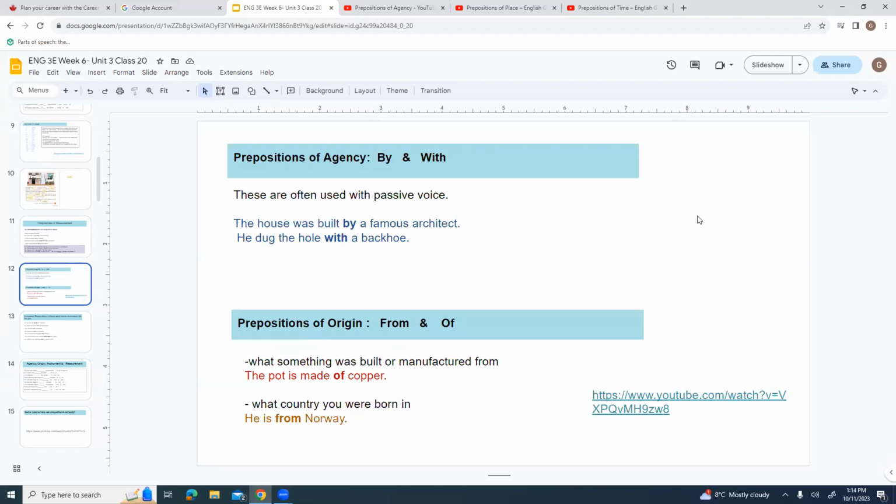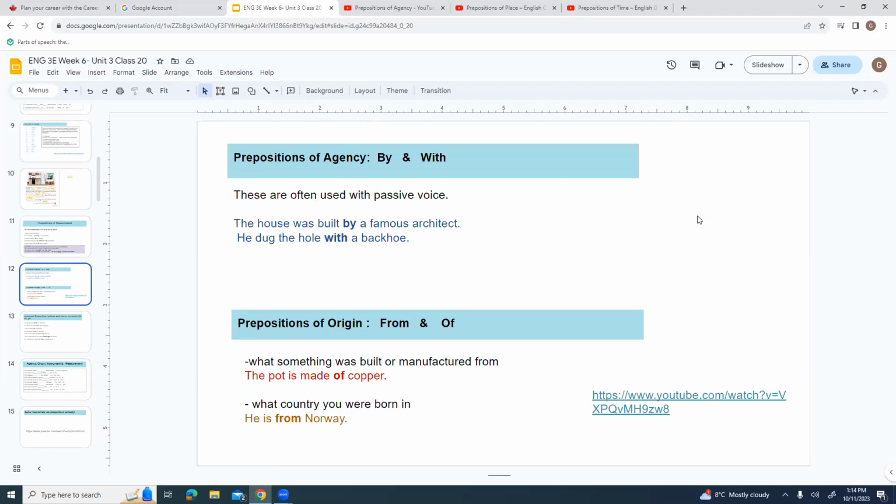Prepositions of agency. It sounds so formal, doesn't it? It really just means who it's been done by. So it's often used in a passive voice. For example, the house was built by a famous architect. He dug the hole with a backhoe. There's some crossover between this and some of the other types of prepositions.